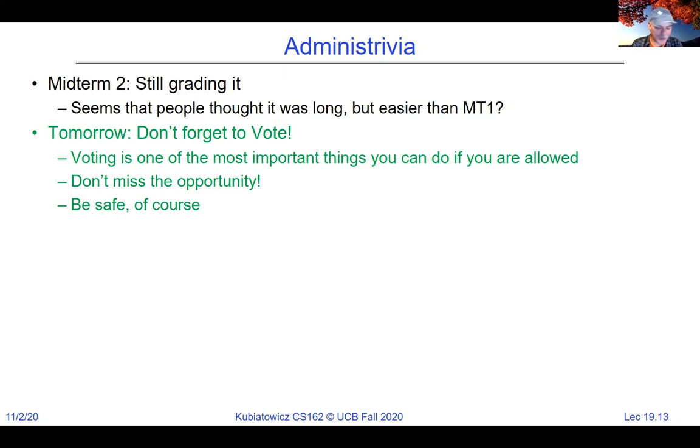Okay, I don't really have any other administrivia for folks tonight, unless there were any questions. Our last midterm is coming up in the beginning of December, so we have a tiny bit of breathing room. And project two is almost done.